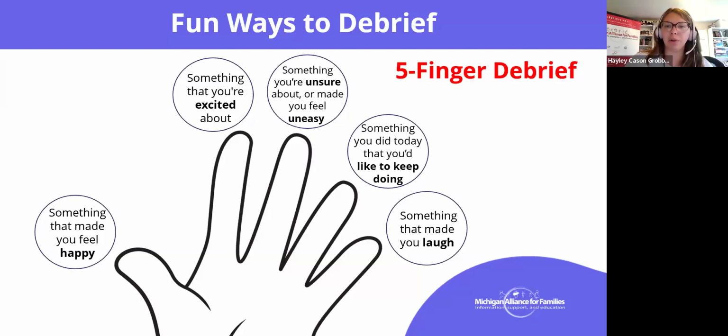So this is a really easy one, a five-finger debrief. So to do a five-finger debrief, you put your hand up, you point to your thumb, and you say something that made you feel happy that day. Your index finger is something that you're excited about. Your middle finger is something you're unsure about or that might have made you feel uneasy.